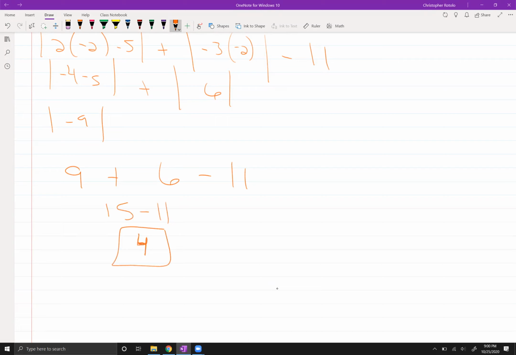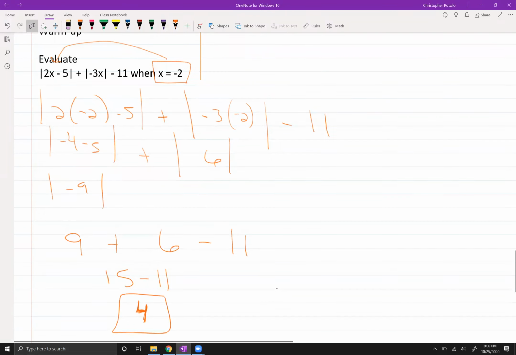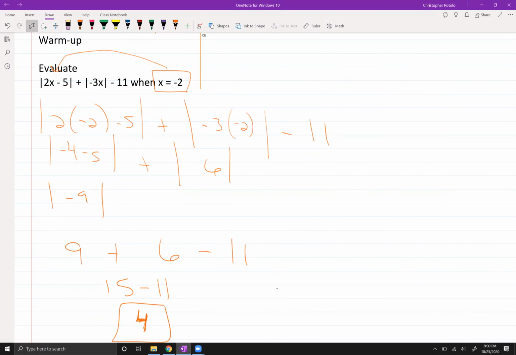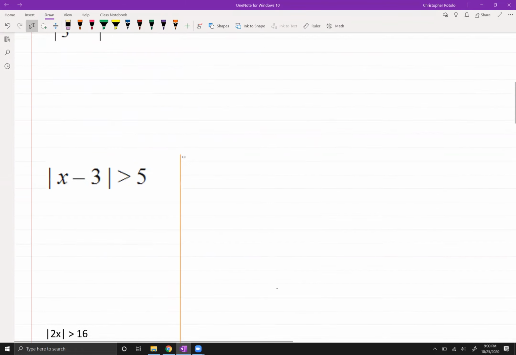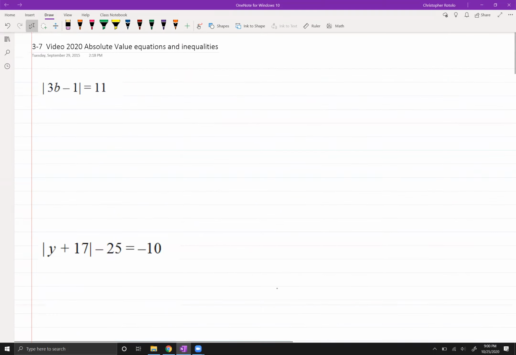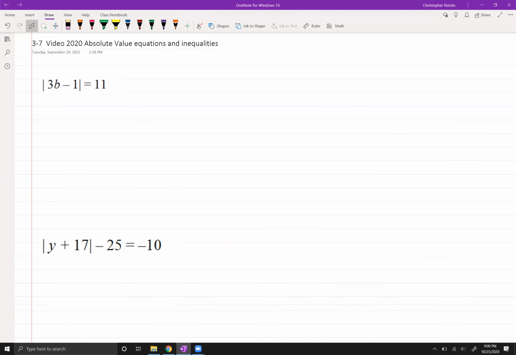Okay, so just don't forget, as we work on some things today with the absolute value, that we can use it in the order of operations when we're trying to evaluate to simplify an expression. All right, so let's take a look at what we're going to do today. Looks like we have absolute value with greater than signs, equal signs, and then some extra stuff going on.